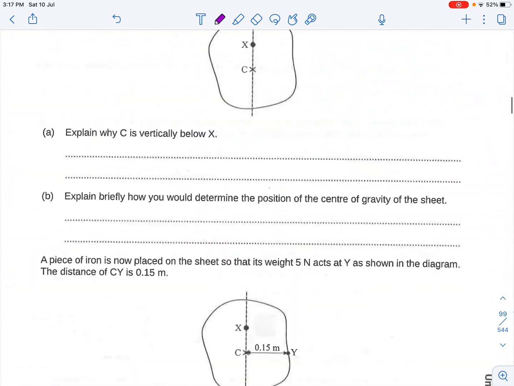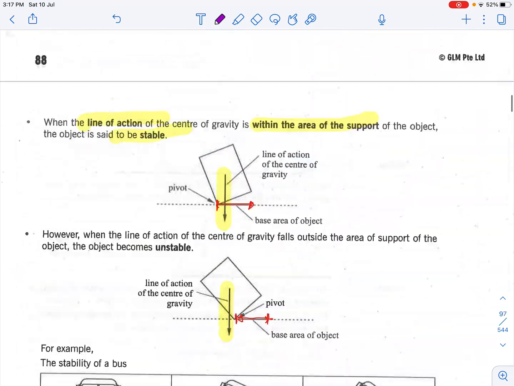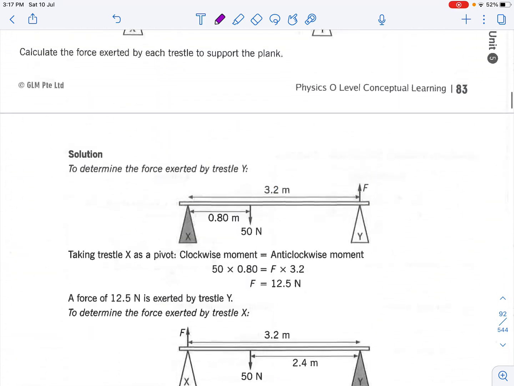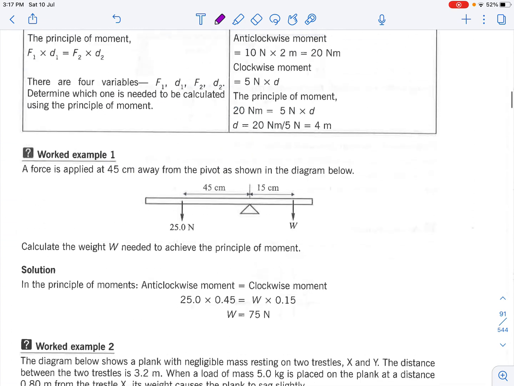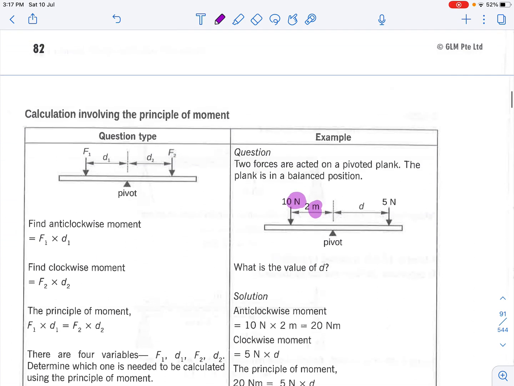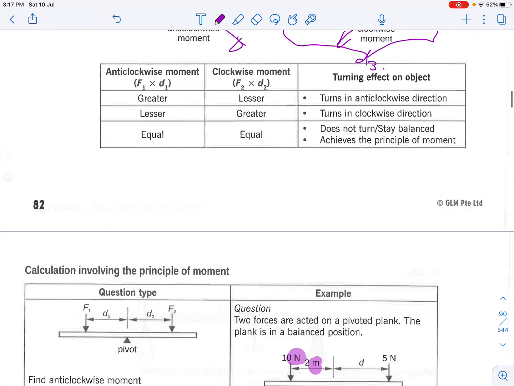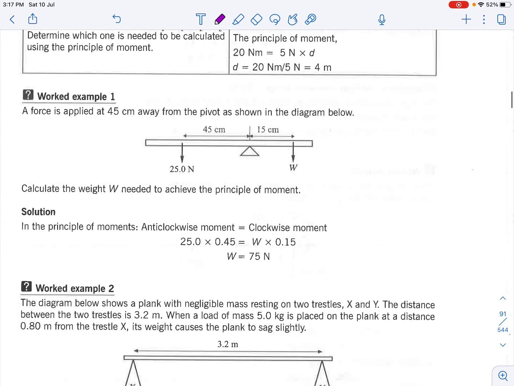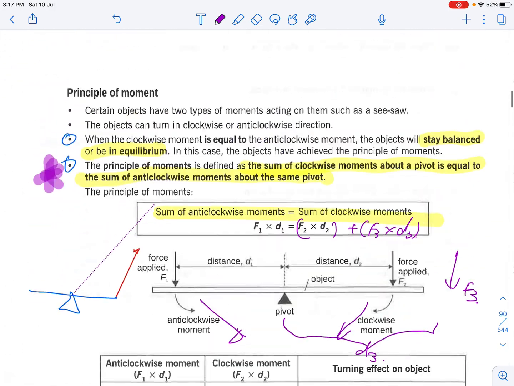Okay, so that comes to the end of this chapter on moments, where you will be tested on how to calculate moments, what the principle of moments is, and at the same time apply your skills in calculation for more moment questions and problem statements.